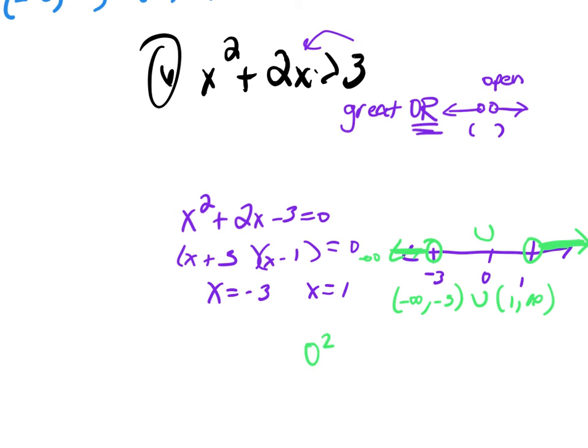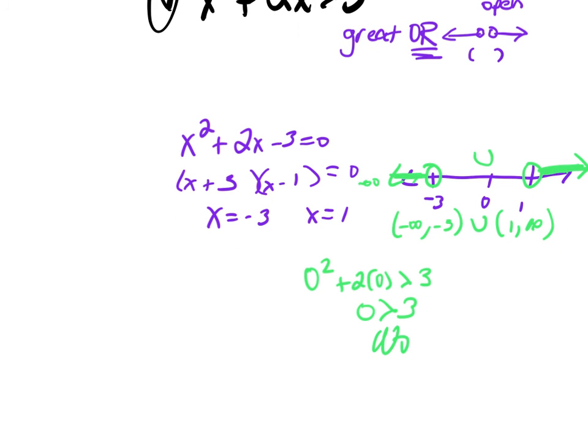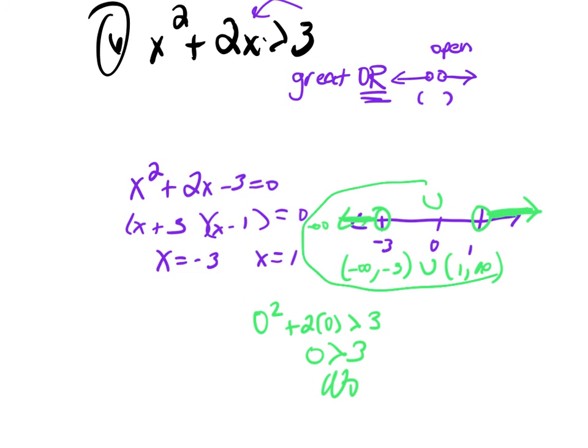So when I say 0 squared plus 2 times 0 greater than 3, 0 squared is 0 plus 0, so I have 0 greater than 3. Does that work? No, it does not. So we're good to go. Here's our answer.